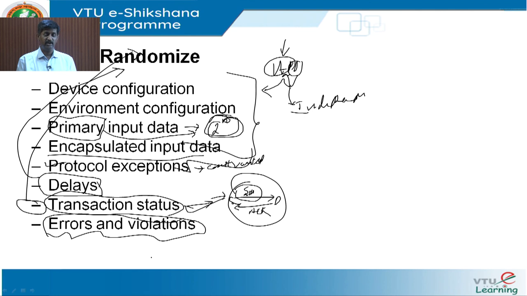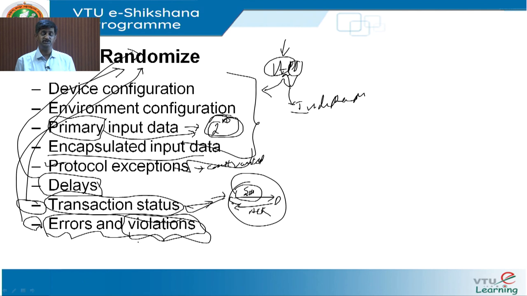So which is a non-predictable appearance of the responses with respect to the predicted values. The differences in the reference model values to the executed model values will be defined as errors. So to generate these errors, the errors may not be expected values, they may be unexpected, unpredicted values also, and those values can be randomized values. Similarly, we can have violations.